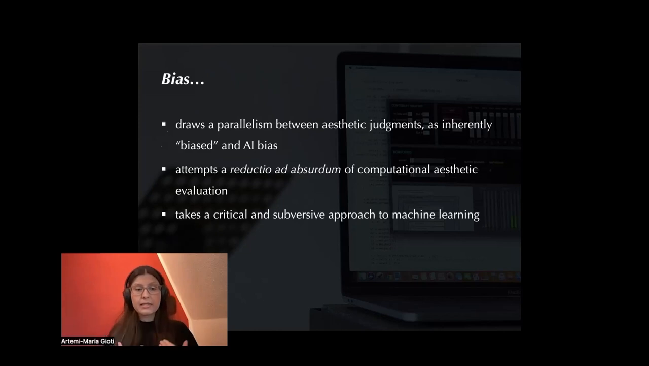Finally, the piece takes a critical and subversive approach to machine learning. So the purpose of machine learning in this piece is really not to simulate my own aesthetic judgments as accurately as possible, but rather to use them as a starting point for the development of AI and algorithmic bias and explore this specific idiosyncratic property of machine learning algorithms. So what I was interested in this piece were all the different ways in which the neural networks would distort and misinterpret my own aesthetic judgments.